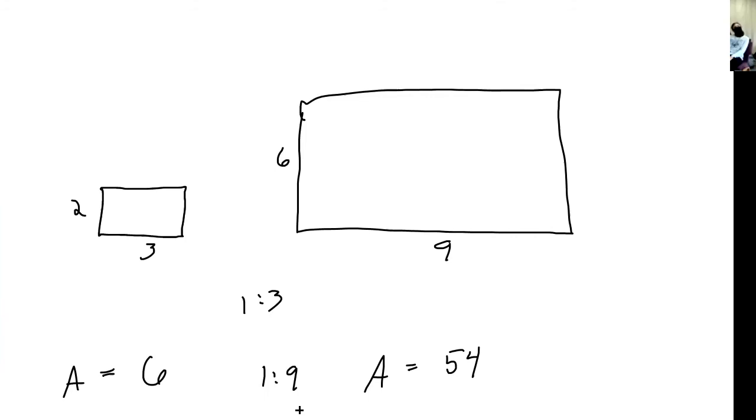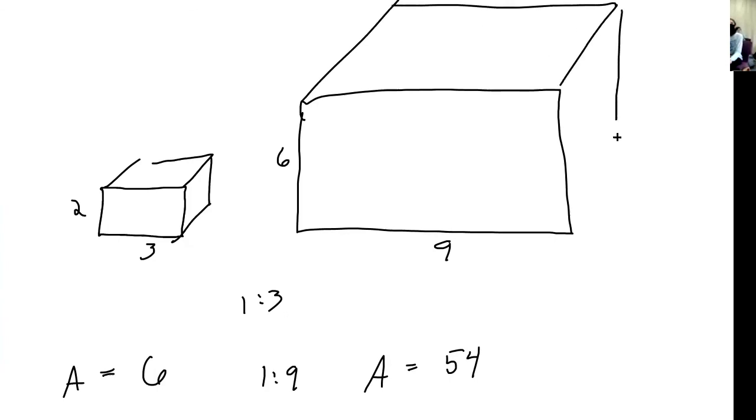That's weird, but it kind of makes sense because if you're finding the ratio of the areas, the area is basically the scale factor squared. So this is 1 to 3. This is going to be 1 to 9. What if I wanted to find the volume of these two rectangular prisms here?